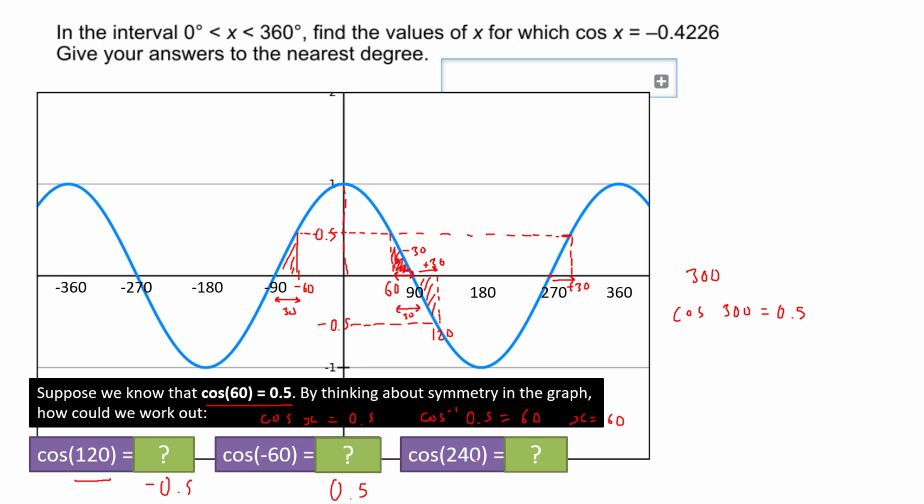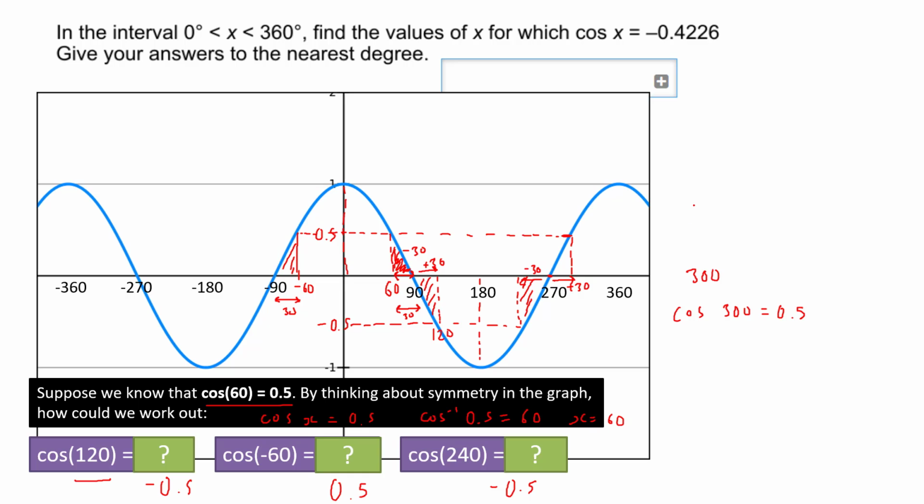And let's look at cos 240. That's minus 30 this way. And you can see the symmetry from 180. So that must also equal minus 0.5 if you continue the line here.